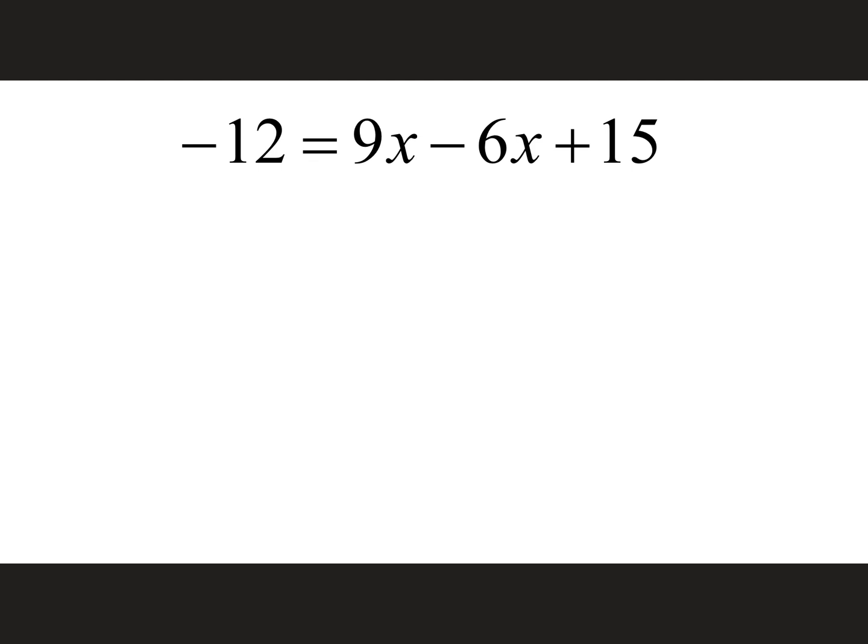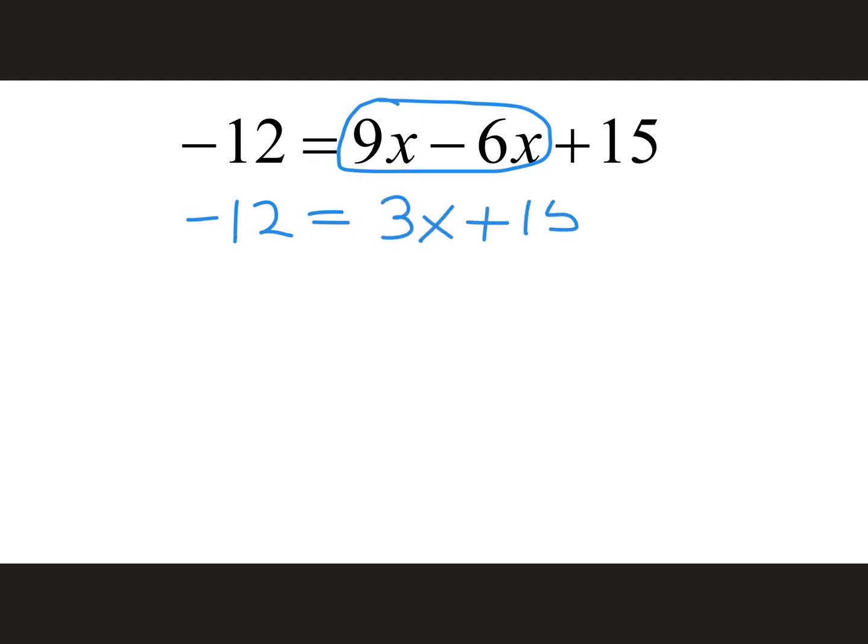Okay, here we go. First step, distribute. I don't have any parentheses, so I'm going to go to second step, and that is combine my like terms. And here we go. So I'm going to do a negative 12 equals, what's a 9x minus 6x? A 3x plus 15. Oh, we're already at a two-step problem. So let's get rid of this pretty quickly.